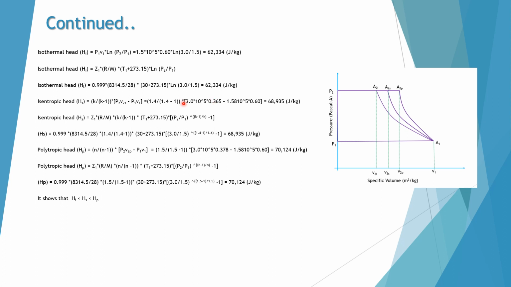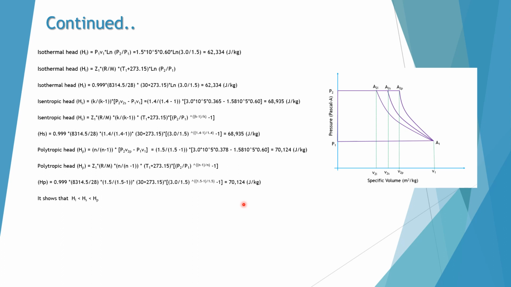It is coming at 62,334. Isentropic head HS is K upon K minus 1 into (P2 V2S minus P1 V1). Putting all these values, it is coming as 68,935 joule per kg. Using another formula for isentropic head, it is coming as the same value, 68,935 joule per kg. Similarly for polytropic head, n upon n minus 1 into (P2 V2P minus P1 V1), after putting it is coming as 70,124 joule per kg. Using another formula for polytropic head, the same value is coming, that is 70,124 joule per kg.